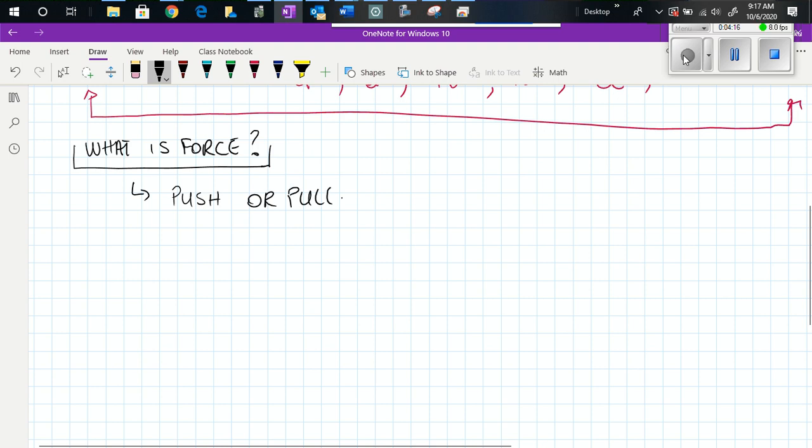When we push an object with a given mass, we may move that object, or we may need to exert a bigger force to make this object move. So anything that we see that is pushing or pulling, it doesn't matter in what direction it is going, we say that this object is experiencing a force.